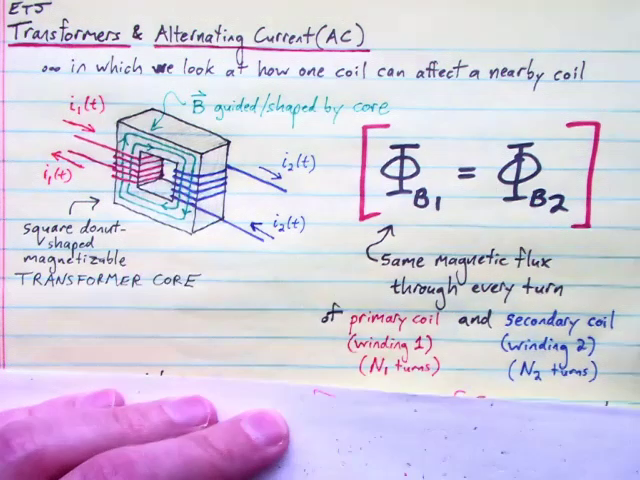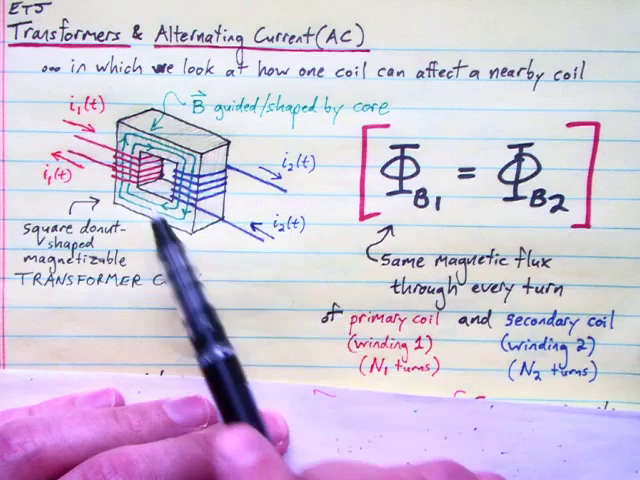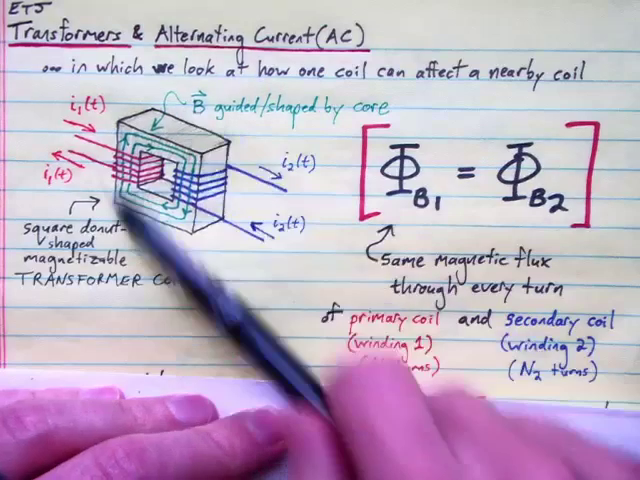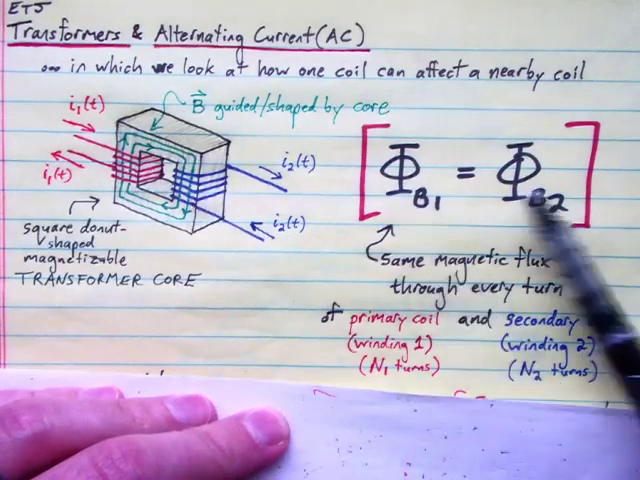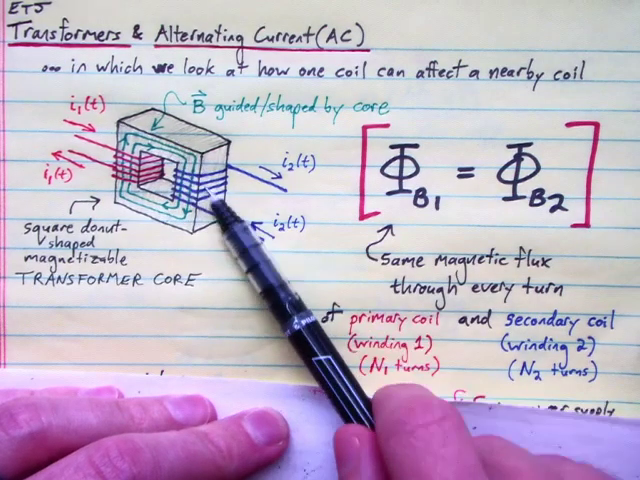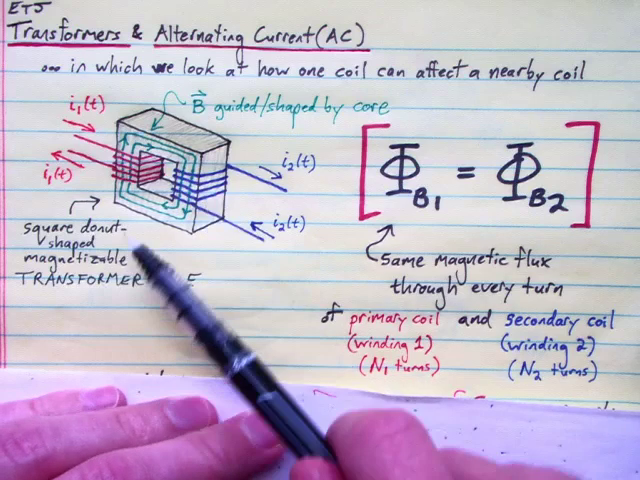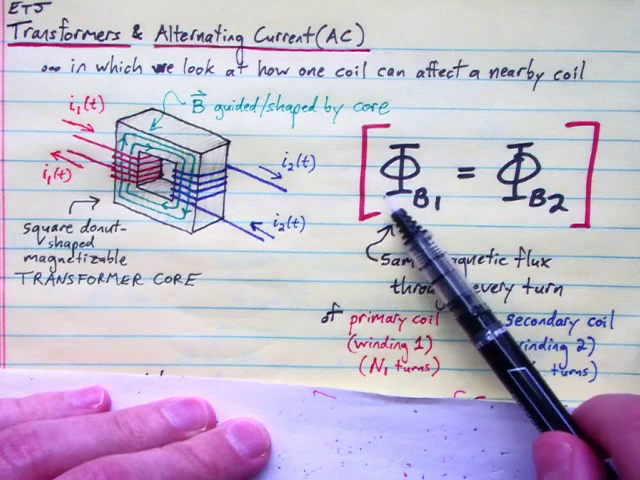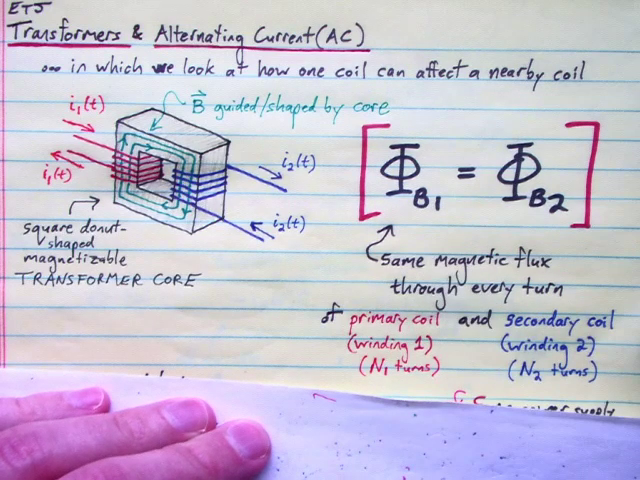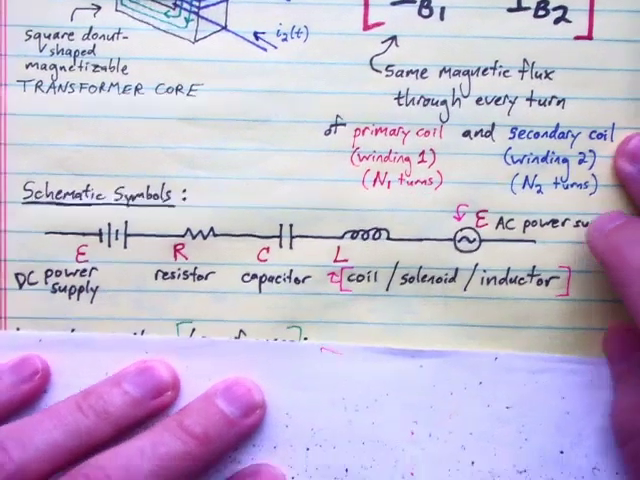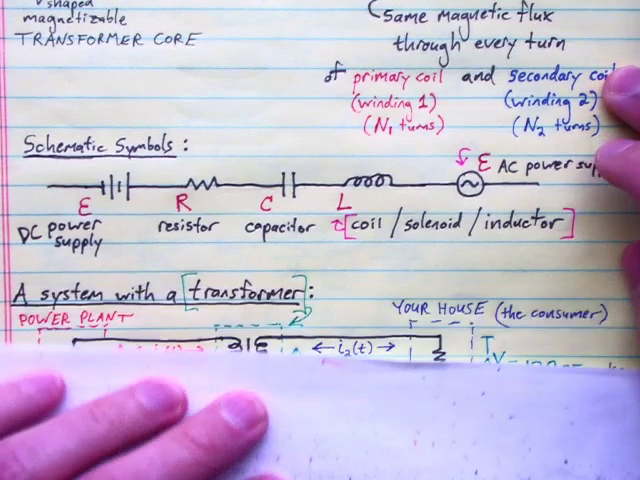So we're going to talk about what that means, transforming the voltage by having a different number of turns here and here. Okay, so I hope this picture convinces you of this key fact, that all the flux exiting here passes through here thanks to the shaping provided by our transformer core. So we're going to use this fact in a moment, but we're first going to have to discuss a system that would have a transformer in it.